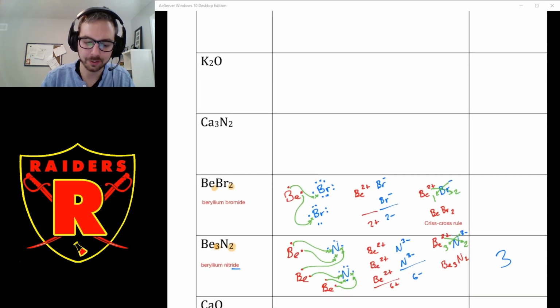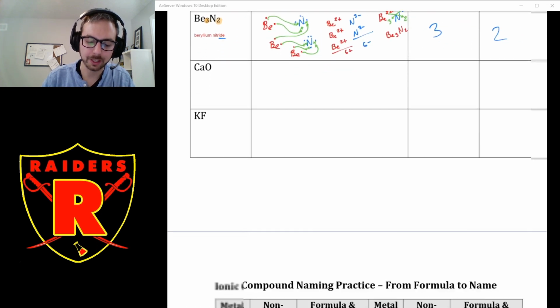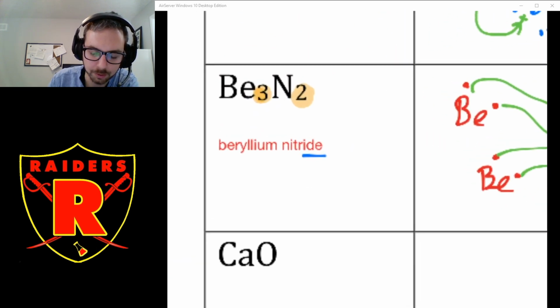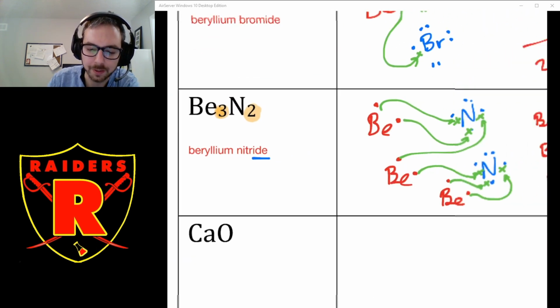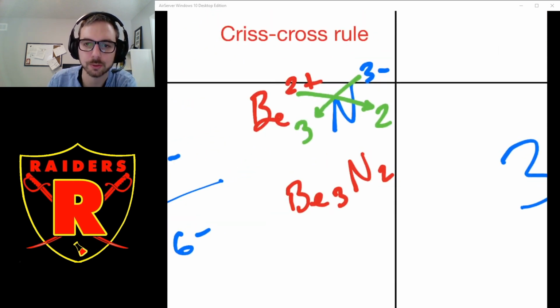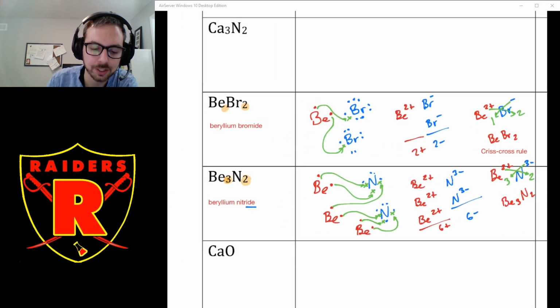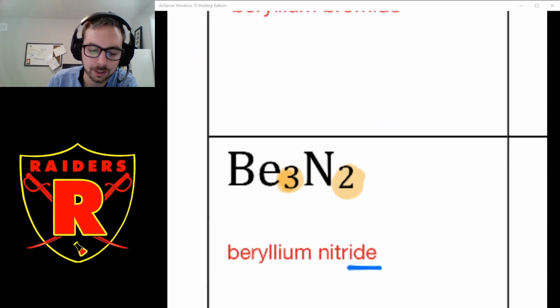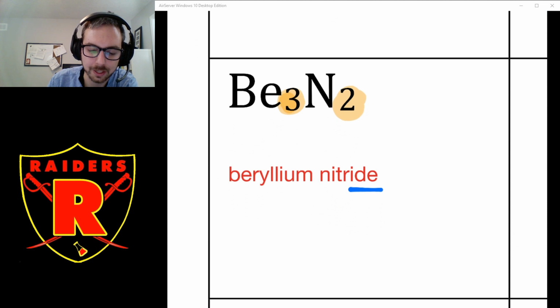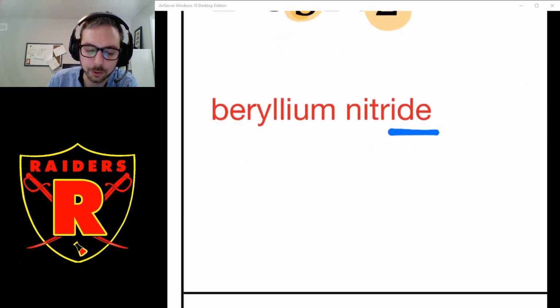I'm going to leave these here. What I'm going to do right now is just go through the procedure here for naming, which is fairly straightforward. And then I'm going to go through the procedure here for figuring out the formula. So that's using the crisscross rule. So that is, if I were to see this formula, what would I call it? So how do I name it? And if I were to see this name, how would I write it?